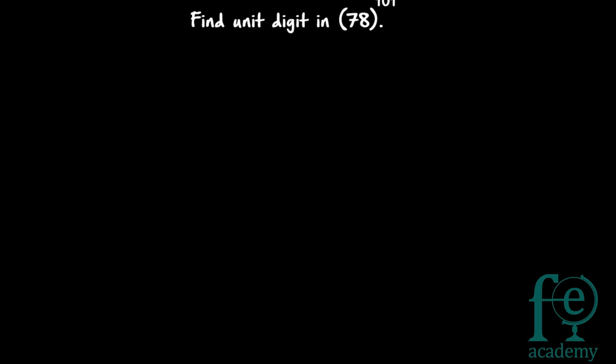One more example. Find the unit digit in 78 raised to 101. The base number is 78, which is even. Since the base number is even, you have to find the power of the base number which will give a unit digit equal to 6. For all the questions you will do it the same way. 78 square will be 64, so 4 will be there in the unit digit.